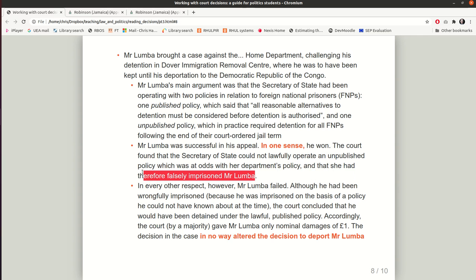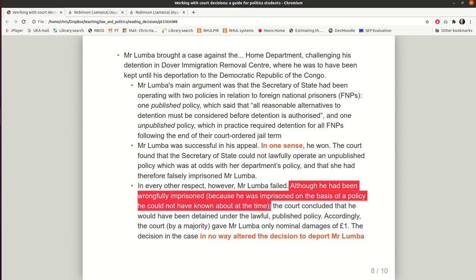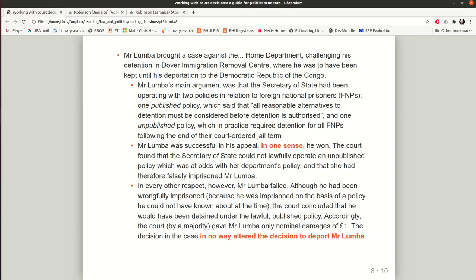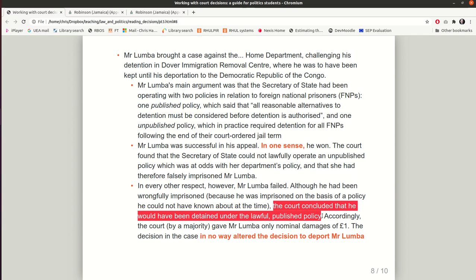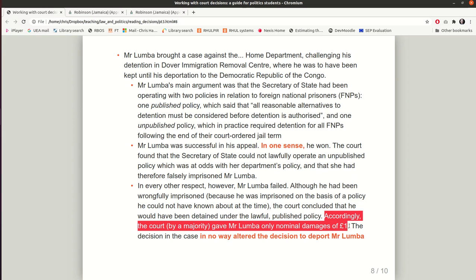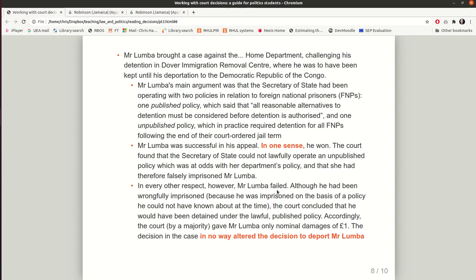And so for that reason, the particular way in which Mr. Lumba was imprisoned was wrong. However, although Mr. Lumba had been wrongfully imprisoned, the court found that if you instead took the published policy, he would also have been imprisoned. So in this case, Mr. Lumba's main argument didn't matter for how he was treated. So a majority of the court awarded him nominal damages of £1. But this didn't change the decision to deport Mr. Lumba.